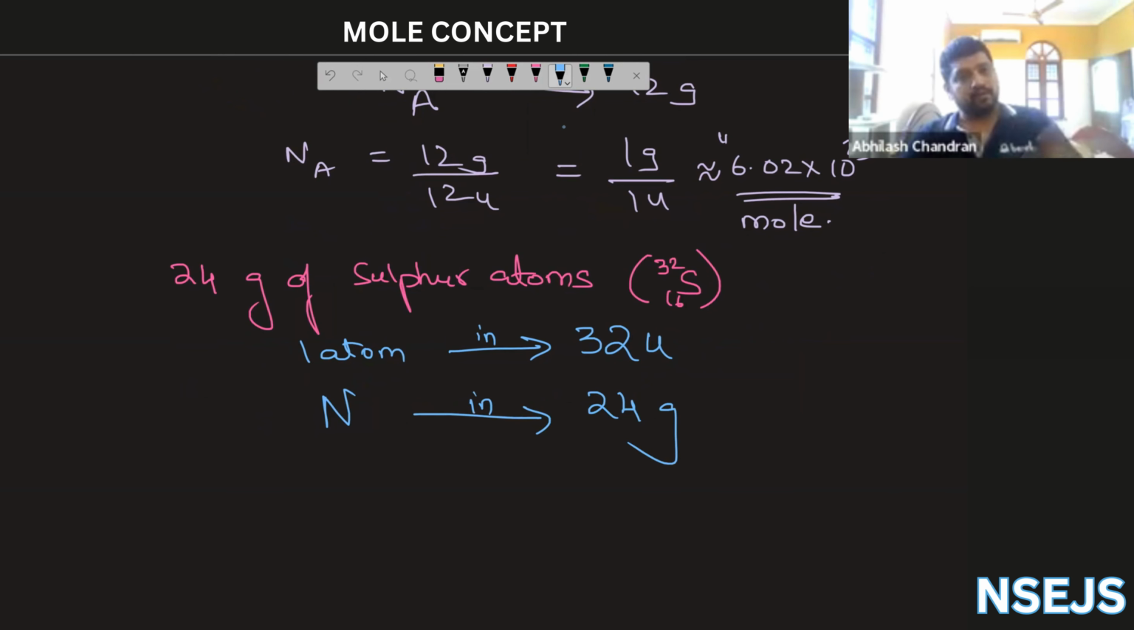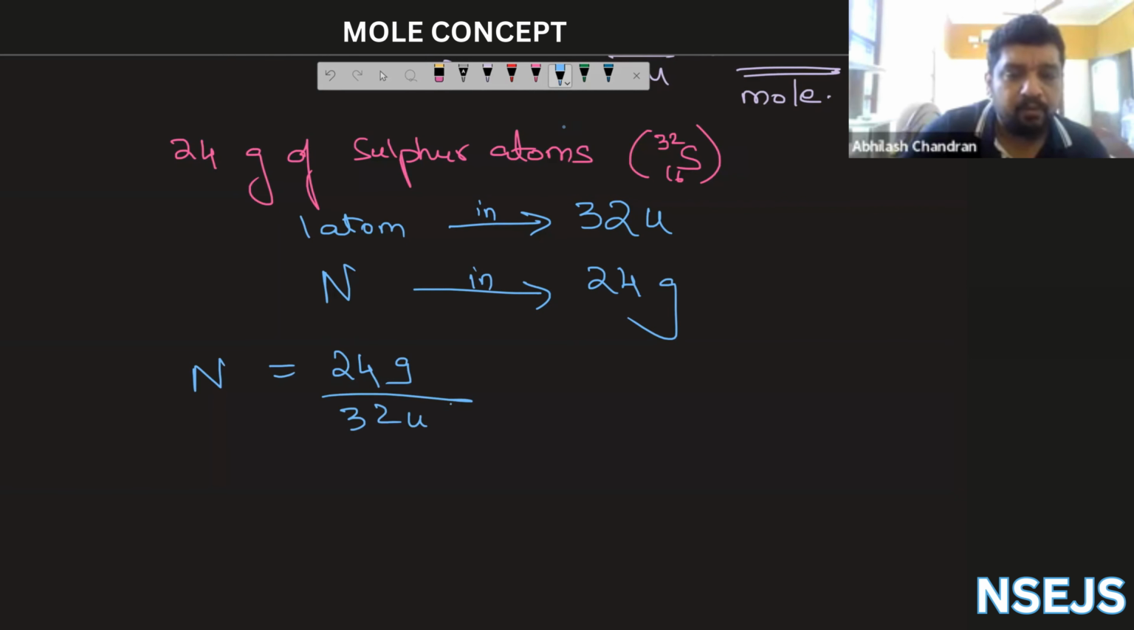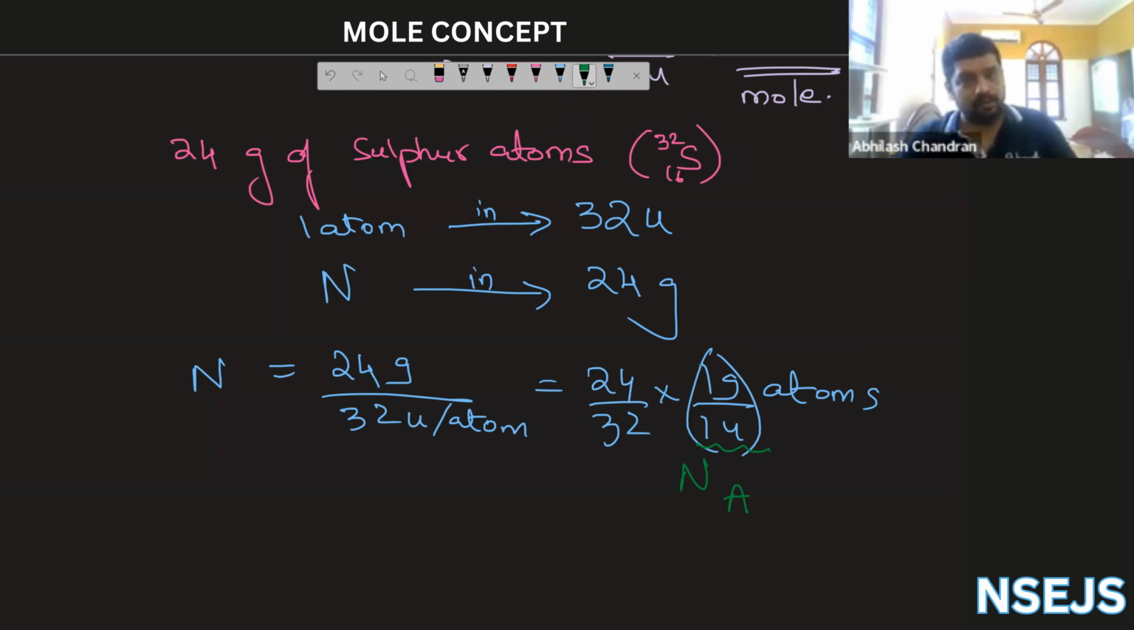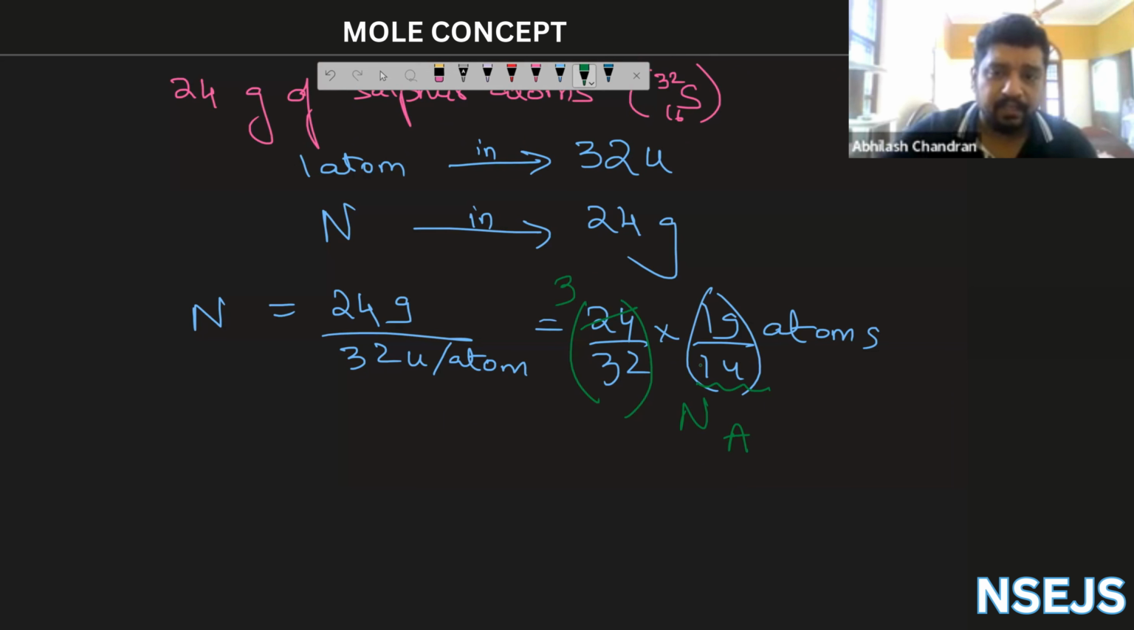I want to find out this number, capital N. So N is equal to 24 gram divided by 32 AMU per atom. This is equal to 24 by 32 into 1 gram by 1 AMU atoms. This is the way it makes it simpler for us. This 1 gram by 1 AMU, I'm substituting as Na, Avogadro's number, which is the defining number for the mole. The remaining calculation is simple: 24 by 32 is 3 by 4, 8 into 3 and 8 into 4. So I can directly say this is 3 by 4 moles.